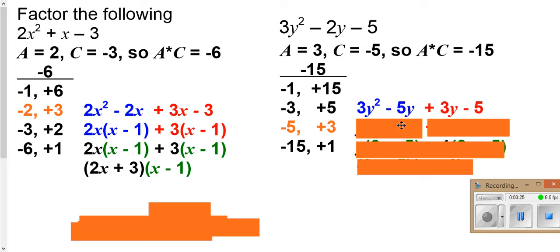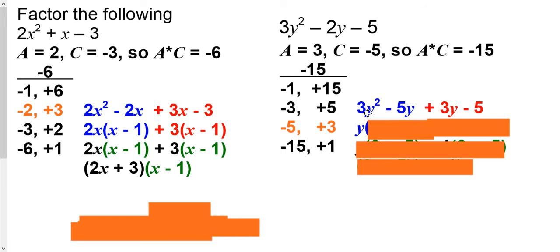So what can we go ahead and pull out of the blue? Well, I can just pull out a y. What am I left with? I'm left then with a 3y and a minus 5. What can I pull out of the red? Well, you might think, well, there's nothing I can pull out. Well, technically, you can pull out a positive 1. Really doesn't change a whole lot, but it does allow us to factor it the rest of the way.